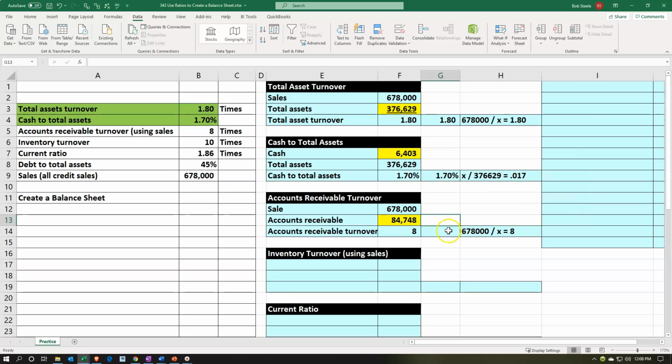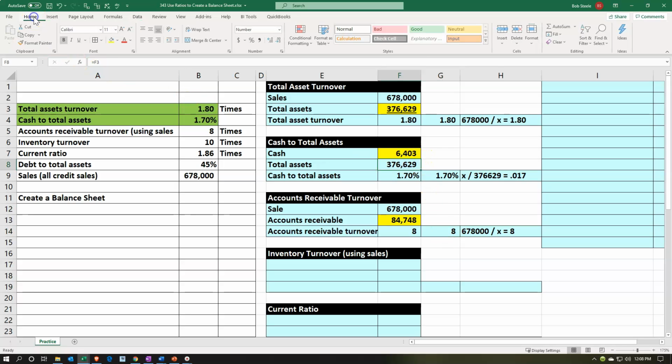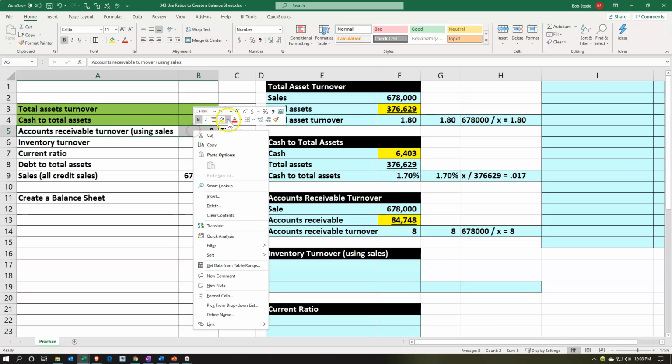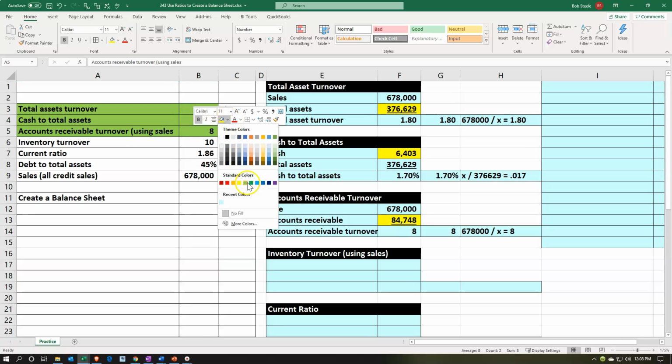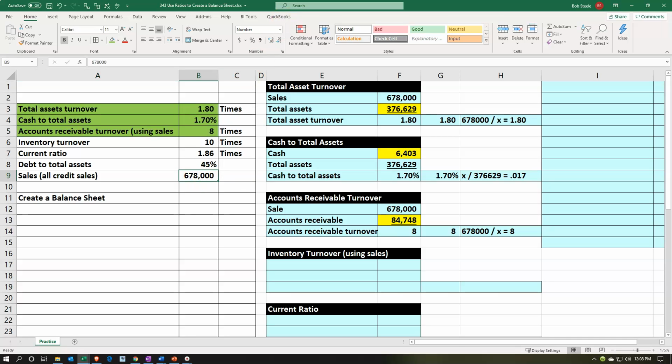And it'll find that answer for us. Then we can double check it, whether we did the algebra or whether we used goal seek. We can plug it back into the formula, taking this number divided by this number. And there is our 8. Let's do a little bit of formatting. I'm going to put an underline here, which is at the Home tab, font group, underline. Let's make this one green, indicating that it has been completed. All right, now we're on the inventory turnover.